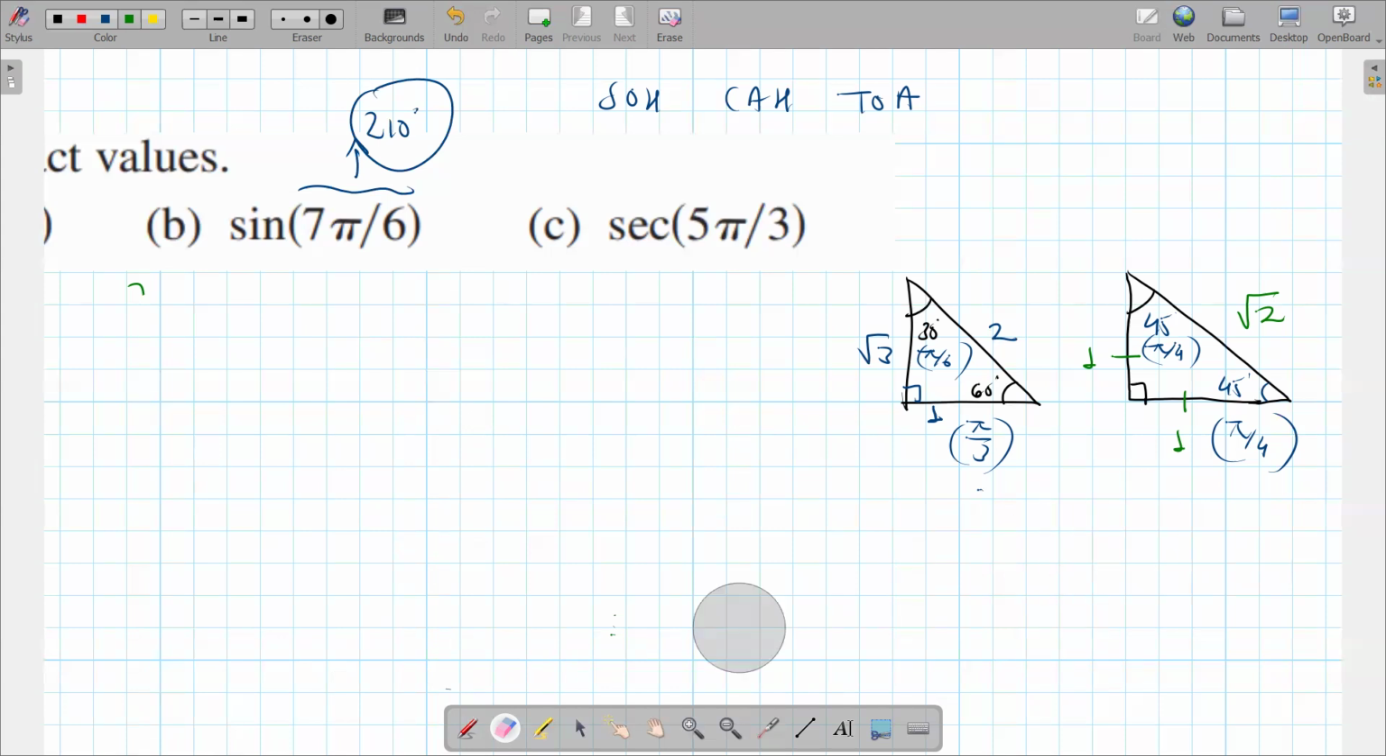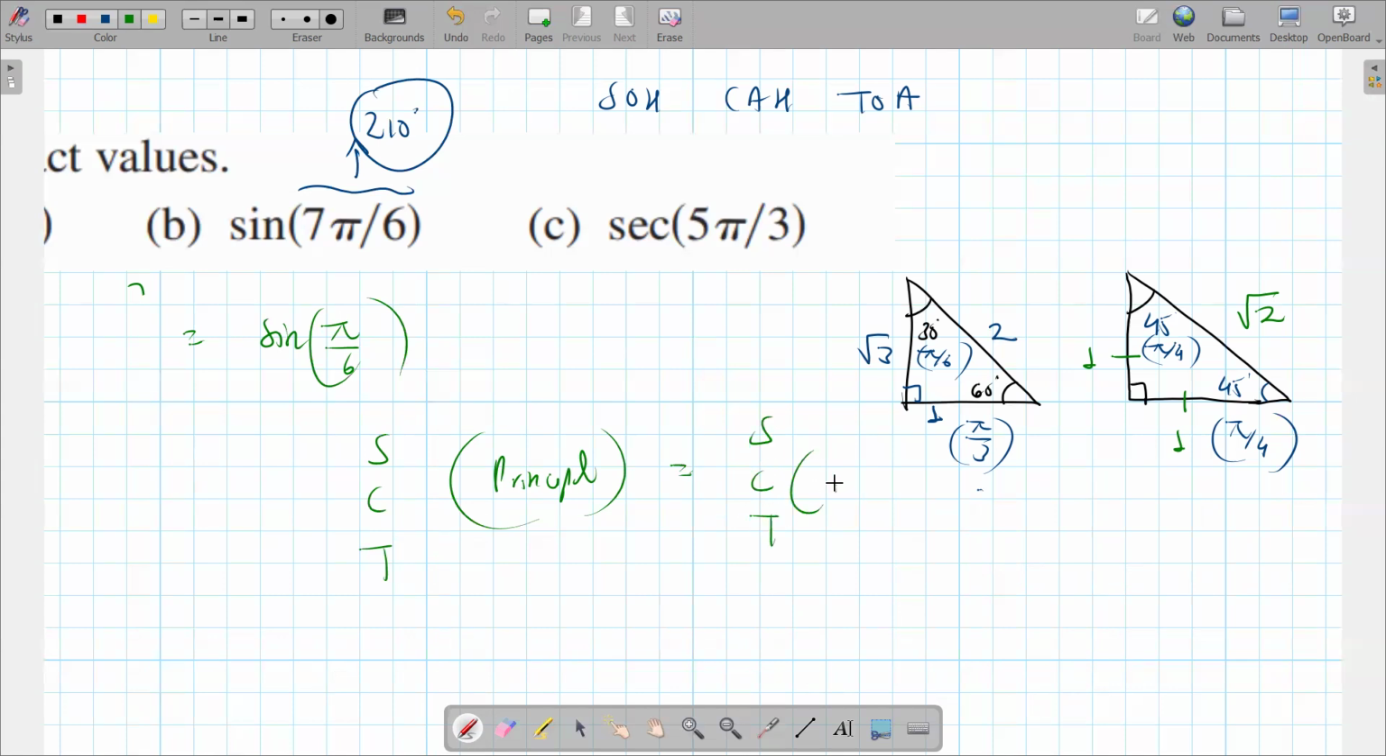Sine 7 pi over 6 is the exact same thing as sine pi over 6. The principal angle, the ratio, whatever you have, sine, cos, tan, doesn't matter. Sine, cos, tan of the principal angle is going to be the same thing as sine, cos, tan of the related acute angle. So sine 7 pi over 6 is going to be exactly sine pi over 6. It's because it's periodic and it's symmetrical. That's where it comes from. But there is one key difference. And the key difference comes from the CAST rule.